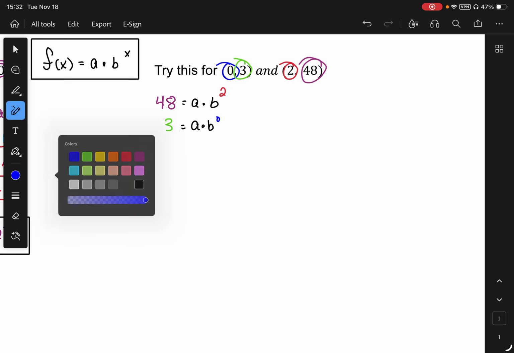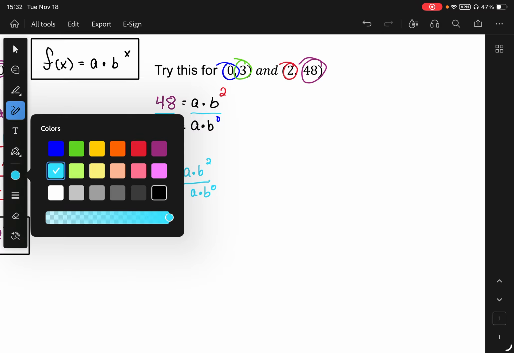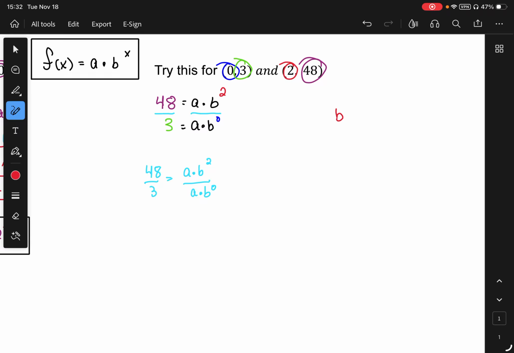So let's start by dividing our equations. We get 48 divided by 3 equals a times b squared over a times b to the 0 power. Do we remember what b to the 0 power is? If you don't remember, think of 5 to the 0 power. What is 5 to the 0 power? 1. 5 to the 0 is 1. So b to the 0 is 1.